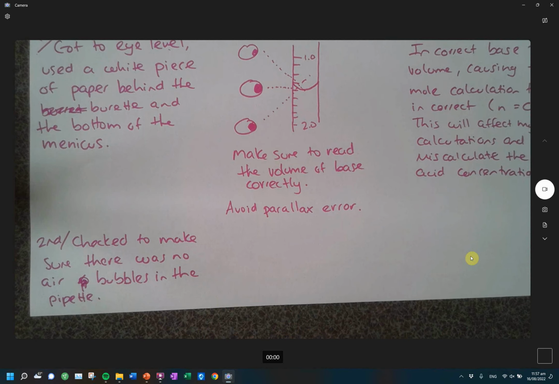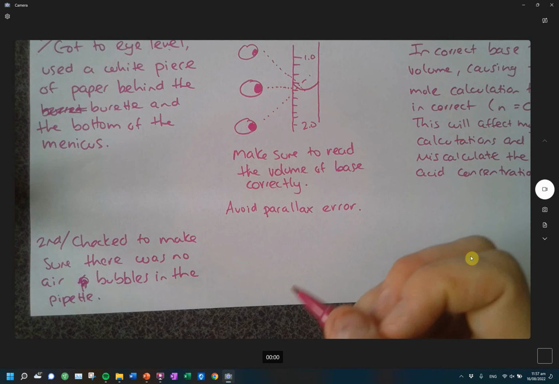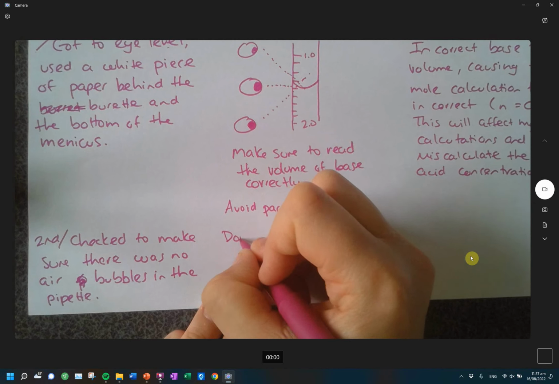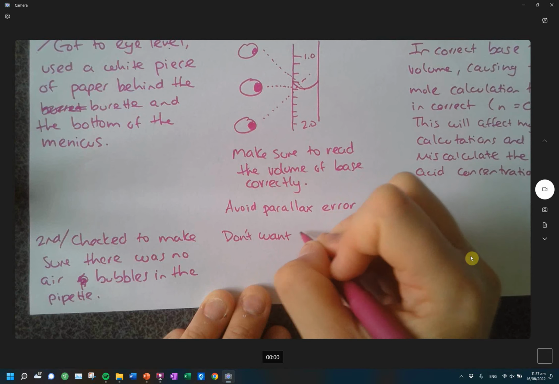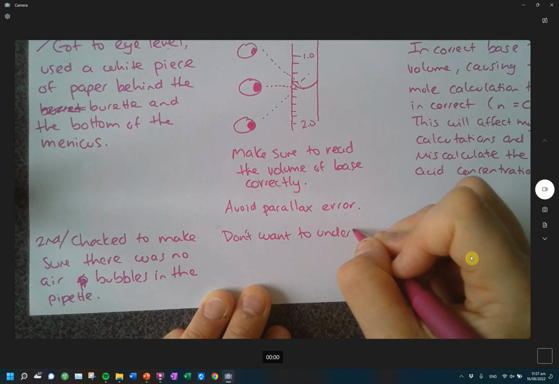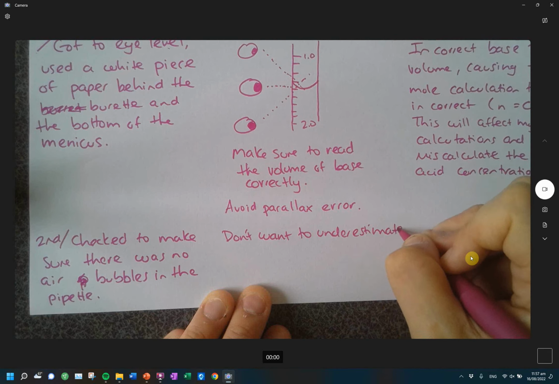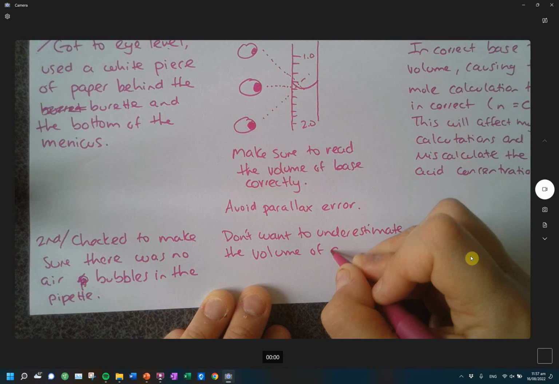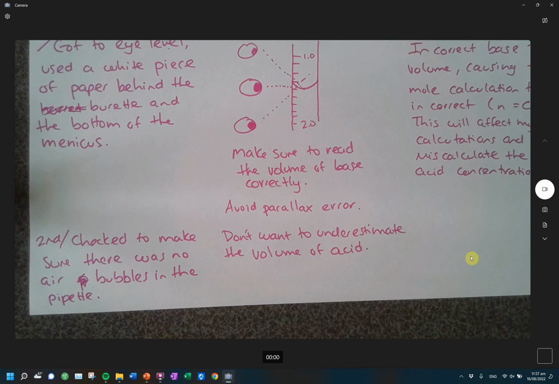All right, so if I have an air bubble in my pipette, what does that mean for the volume? Is it over or under what I expected? It's under, because it's basically just a gap of air. So why did I do it? I didn't want to underestimate the volume of acid, because if I have a bubble there, I'm not getting my full volume.